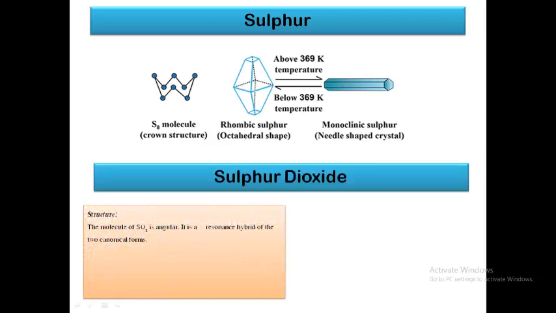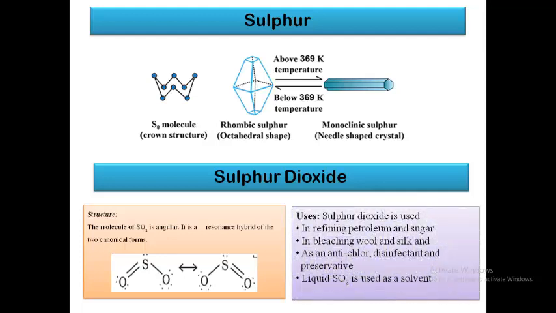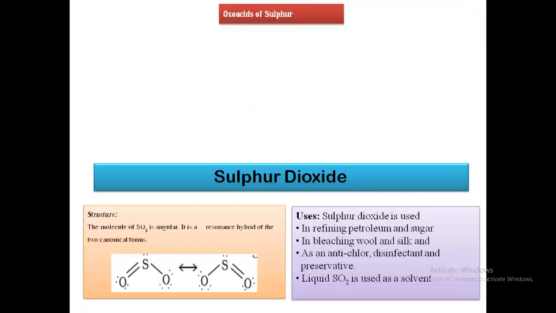Sulfur dioxide is a very important compound of sulfur. Sulfur dioxide also has an angular shape and it is the resonance hybrid of the following two canonical forms. Sulfur dioxide is used in refining petroleum and sugar, in bleaching wool and silk. It is also used as an anti-chlor, disinfectant and preservative. Liquid sulfur dioxide is also used as a solvent.